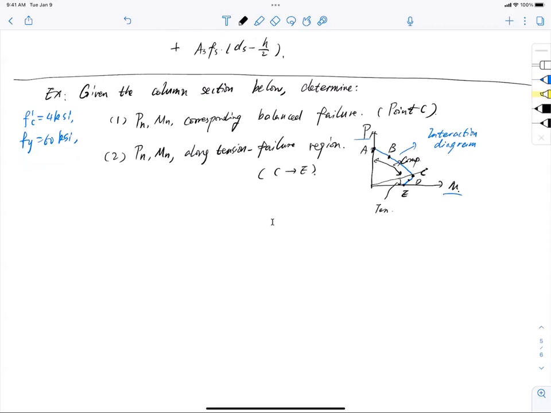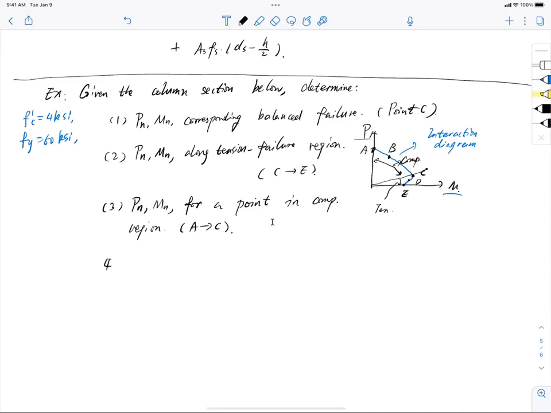And then number three, all we need to find out is, again, Pn and Mn, nominal strengths for a point in the compression region, in the compressive region. So that means I need to find a point from A to C. Okay, from A to C.